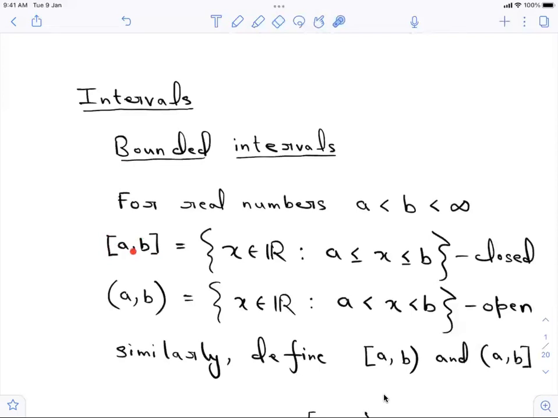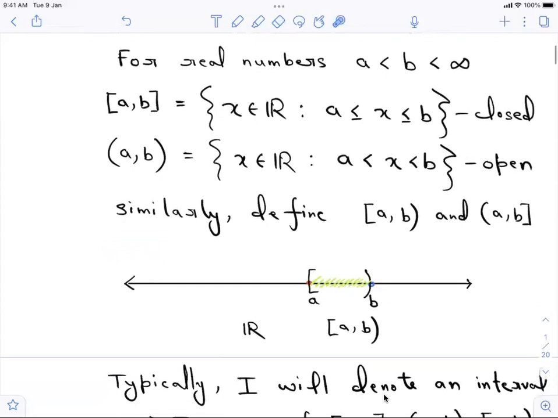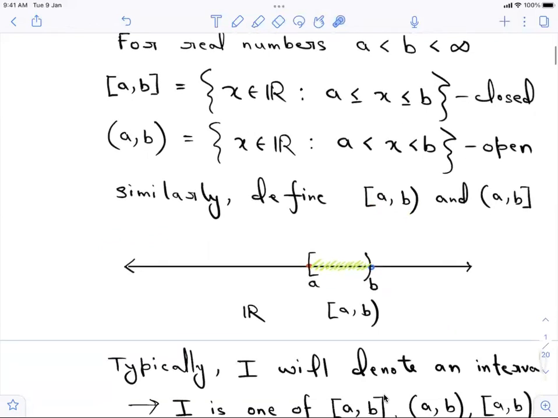This one is a closed interval, consisting of all real numbers between a and b, including a and b. And you can have an open interval, which consists of all real numbers between a and b, excluding a and b, endpoints deleted. Similarly, you can define half open, half closed intervals, closed at one end, open at the other end.